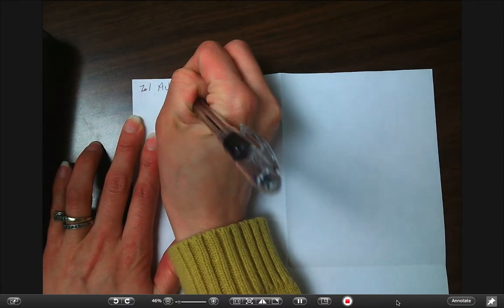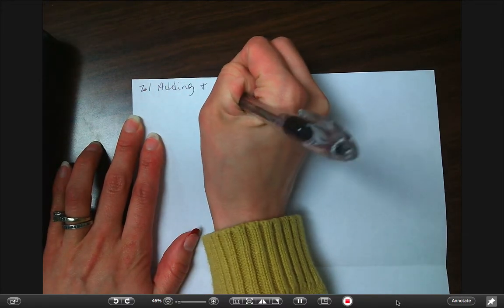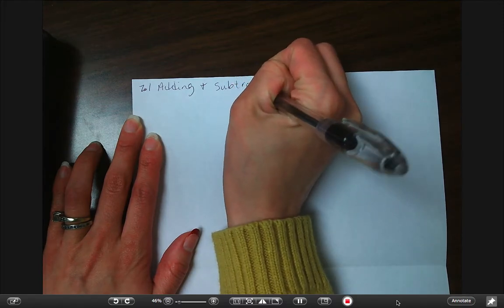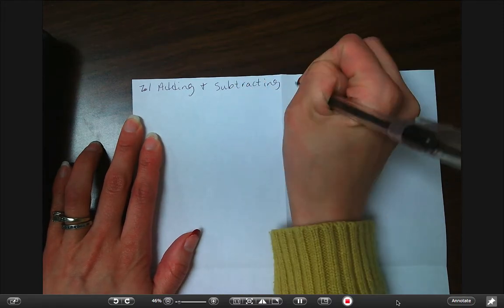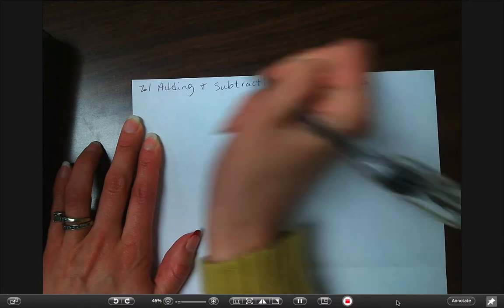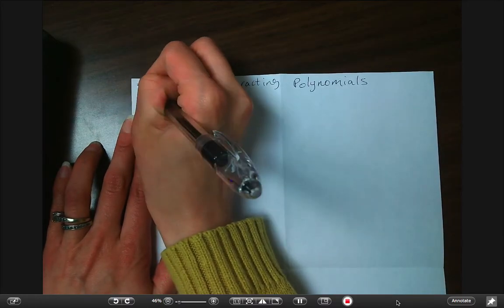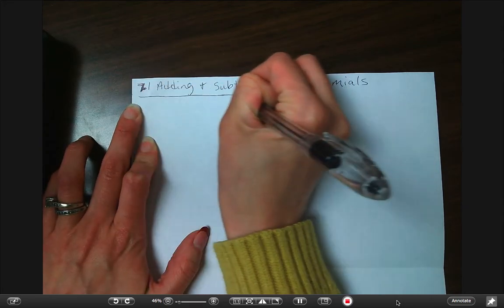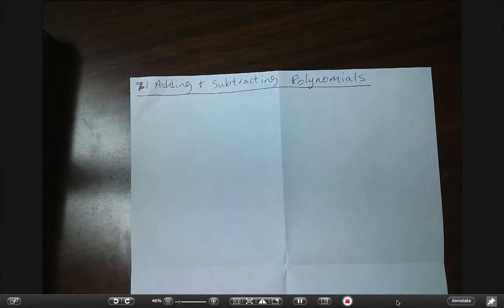adding and subtracting polynomials. So you can put this all the way across the top. Polynomials. That's a 7. 7.1, adding and subtracting polynomials. That's what we're doing today.